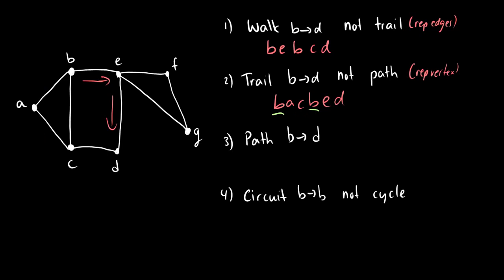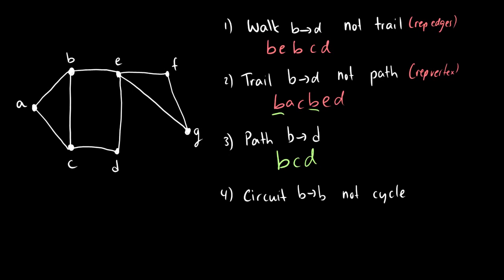Okay, and now let's find a path from B to D. Well, this is pretty straightforward. We go from B to C, and then we go from C to D. So BCD. Usually the shortest way is always a path. In fact, I'm pretty sure if you did my exercise I just gave you, you just proved that.